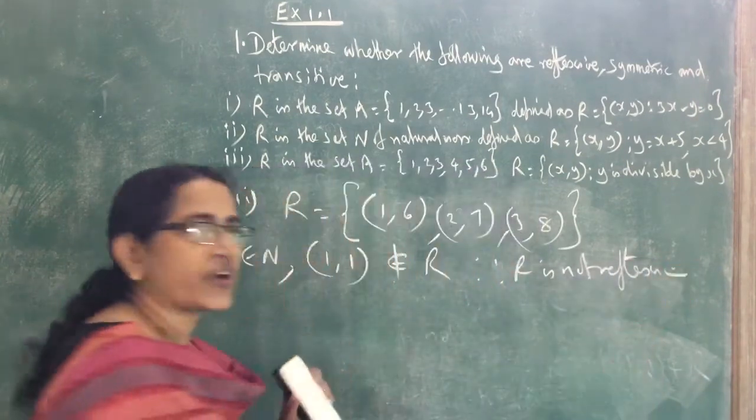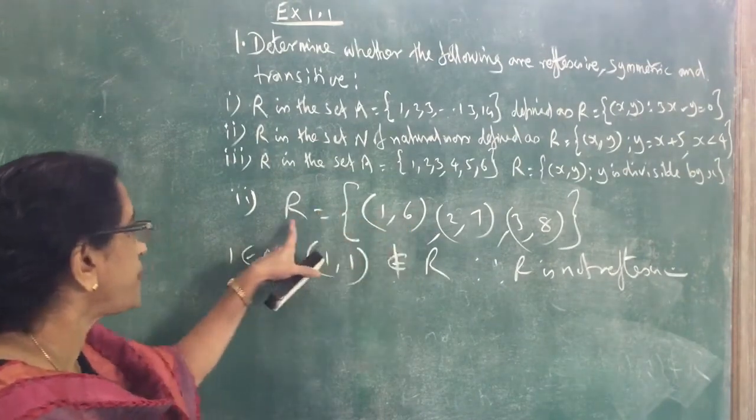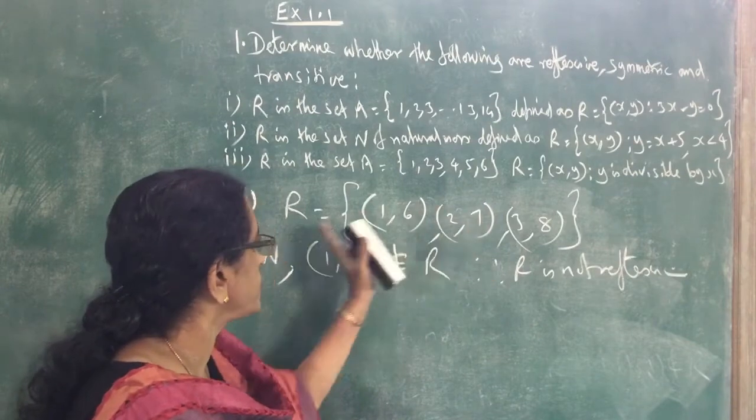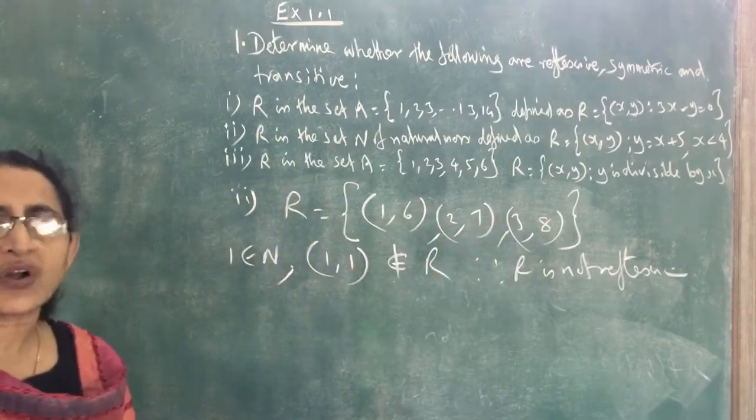So, not reflexive. Now, symmetric. Check whether it is symmetric. See, (1, 6) is an element of R, but (6, 1) is not here. Similarly, (2, 7) is here, (7, 2) is not there. (3, 2) is there, (8, 3) is not there. So, you have to show only one example.